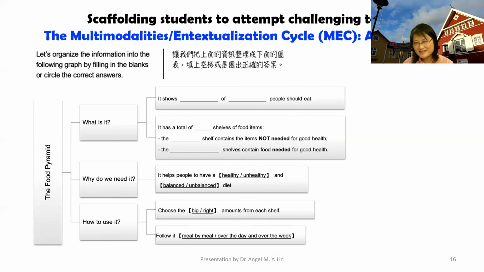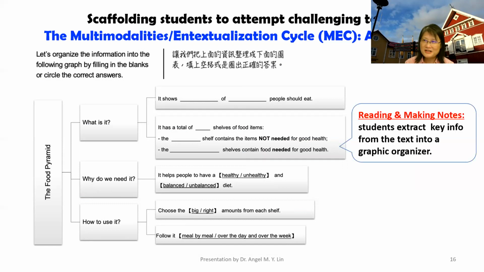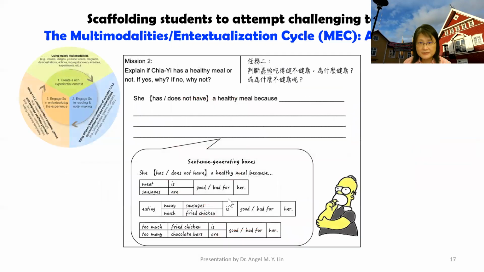Now, beginners level, more scaffolding. We want to scaffold them to succeed, not to scare them away, say, oh, so difficult, I don't want to do CLIL anymore, right? You want them to do CLIL. So students extract key information from the text into a graphic organizer, and then they scaffold it all the way. That's the second stage. The third stage is the production stage. They need to produce something.